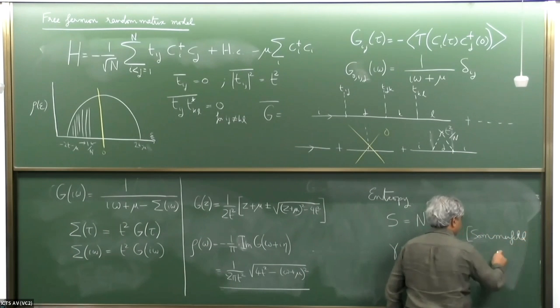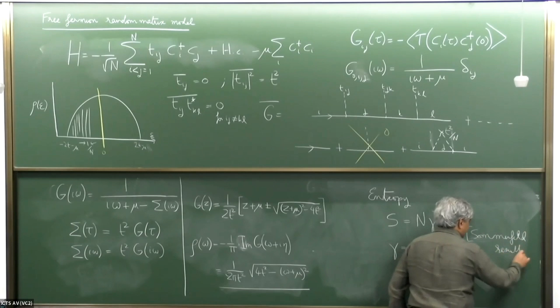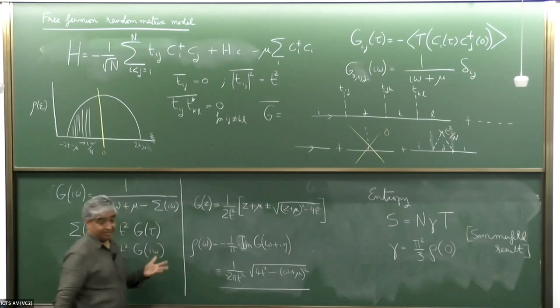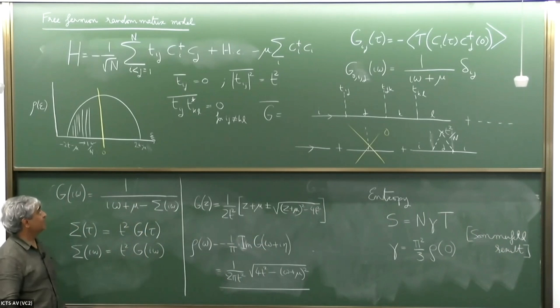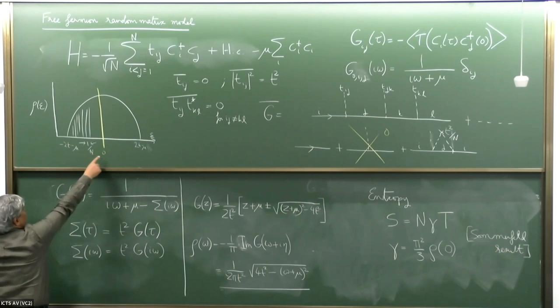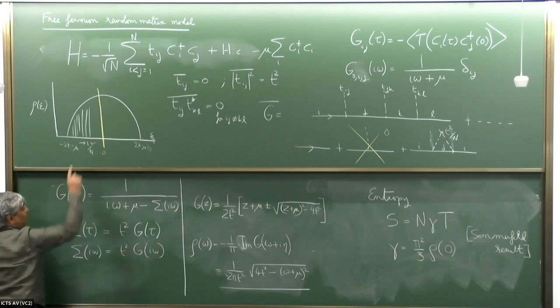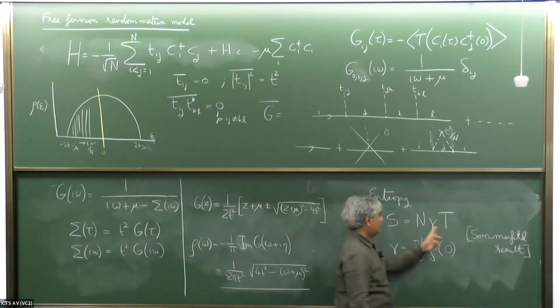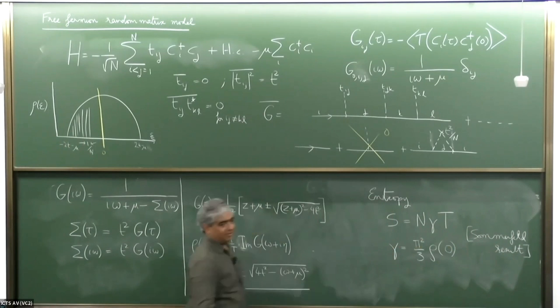So this is the Sommerfeld result, which I presume you have seen in your solid state physics course. It holds for any Fermi liquid or free Fermi gas with a density of states. So the density of states here is the value of rho of E at that yellow line. And you take that value and plug it in here and you get an entropy that's linear in temperature.